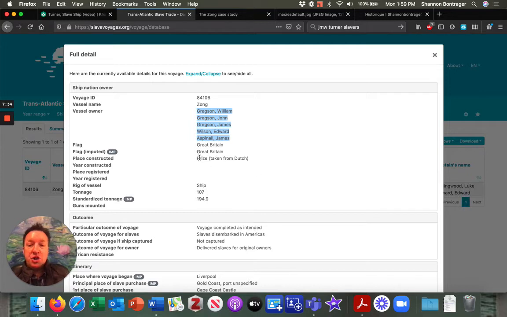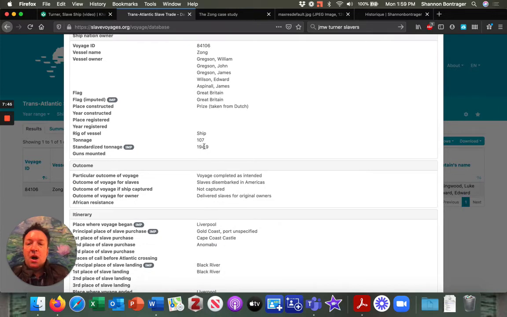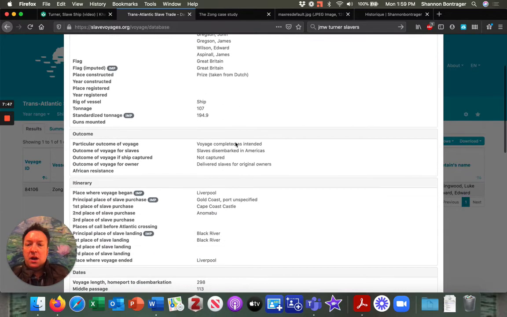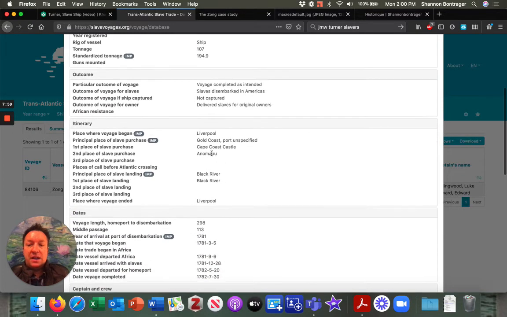We know about the ship. It's actually a Dutch ship. The Zong is originally a Dutch ship, and it was taken by the English from the Dutch. 107 tons. We can get some information about the outcome of the voyage. It was completed as intended. It wasn't captured. They delivered slaves to the original owners. We even get the itinerary of the ship.